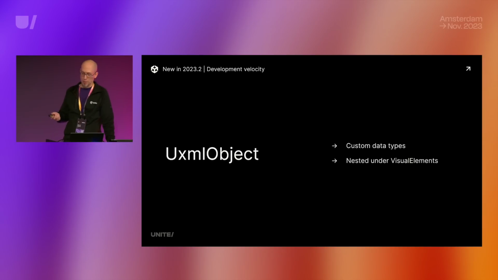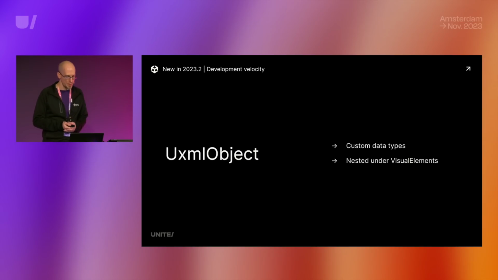So this is great, right? We can extend custom data types by defining our own UXML attribute converter, but you can run into certain limitations as your data types become more complex, or you're dealing with large lists of objects, which would make the generated string either less readable or more complicated to manage.